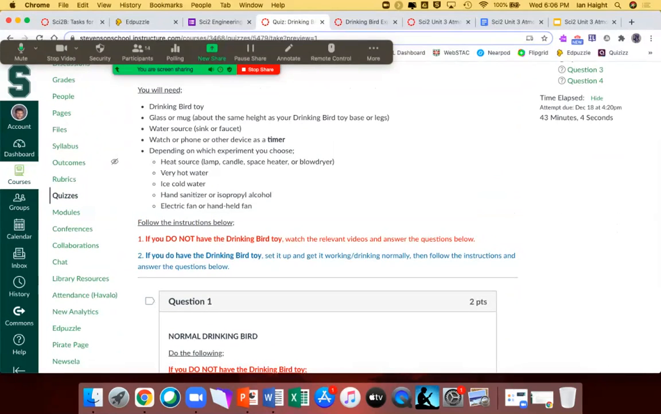So if you do have the drinking bird toy, you're going to need a few more things. You're going to need to set it up with a mug or a glass of water. You'll need a timing device of some sort, like your phone or something else. You'll need a water source. And then depending on the experiment you choose, you'll need a couple other resources. So you might need hot water, cold water, hand sanitizer. It's your choice in terms of what you want to do.